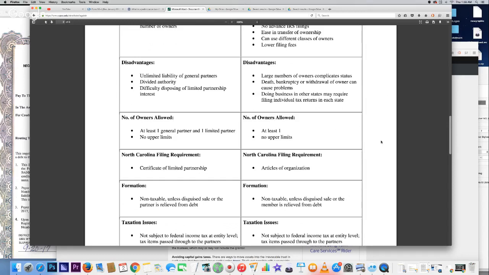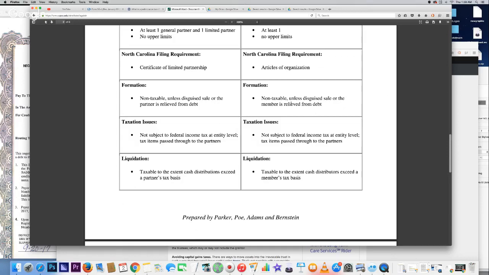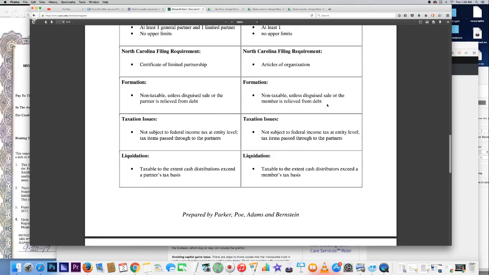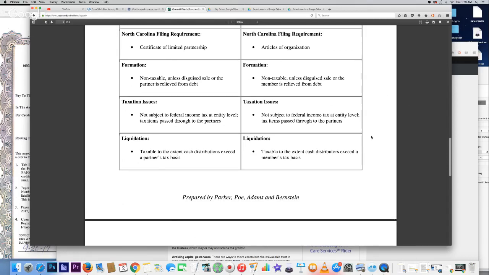Another disadvantage: doing business in other states may require individual tax returns in each state. Number of owners allowed, at least one. No upper limits. North Carolina filings require articles of organization. Formation is non-taxable unless disguised sale or the member is relieved from debt. Tax issues: not subject to federal income tax at entity level. Tax items are passed through to the partners.